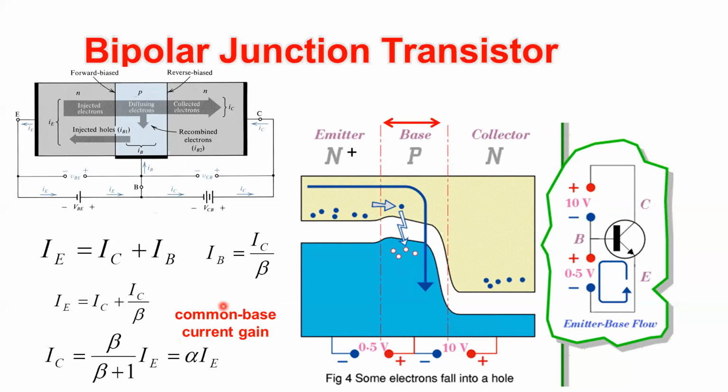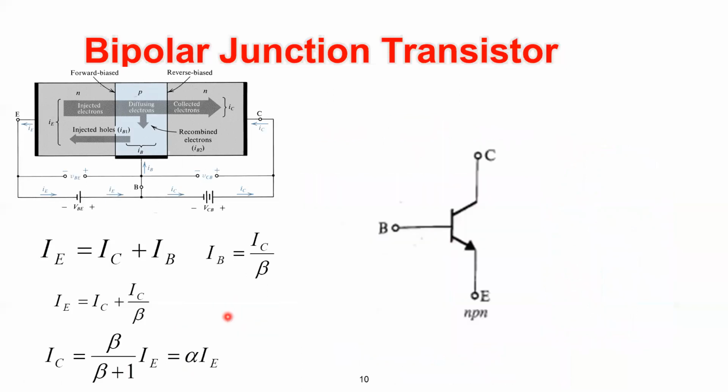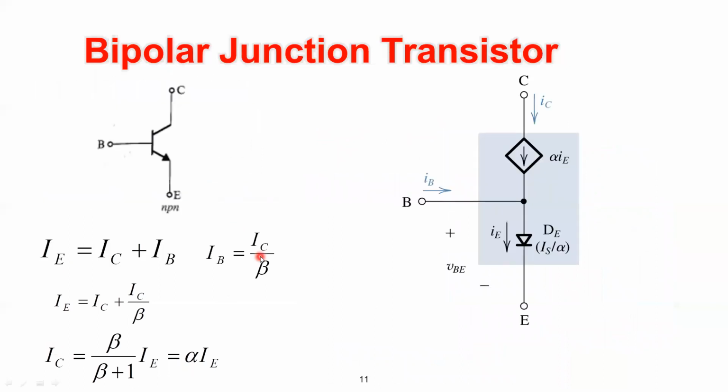Then we also introduce alpha as the common base current gain, and we sum up all these equations. We reach two models for the transistor. The first one was like that. Here you have the base, here you have a diode representing the base emitter junction, and here you have a current source. This is a current dependent current source because the current here depends on the current there by this equation: the current in the collector equals alpha times the current in the emitter.